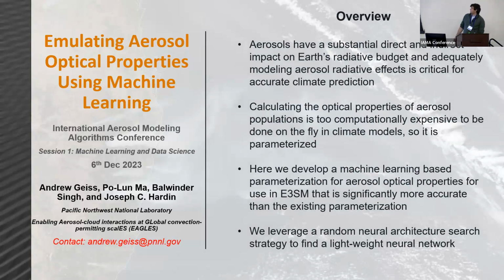So yeah, aerosols have a pretty substantial impact on the Earth's radiative budget. Part of that is through their interaction with clouds, and part of it is their direct effect, their direct interaction with radiation. But calculating the optical properties of aerosol populations is computationally expensive, or at least it's too computationally expensive to do on the fly in a climate simulation. So it gets parameterized. So yeah, here we're developing a machine learning-based parameterization to replace the parameterization that is currently being used in E3SM. And as part of this project, we've used a neural architecture search strategy that's kind of unique. So part of this talk will be about that.